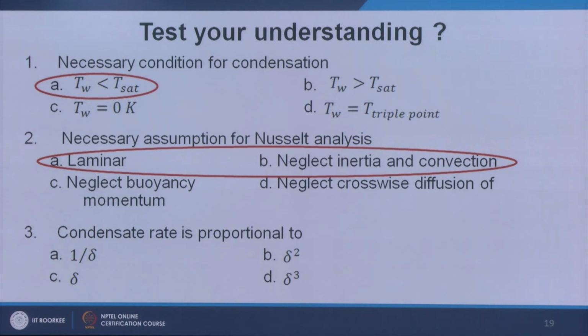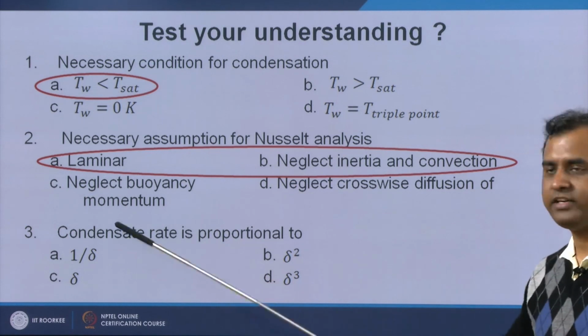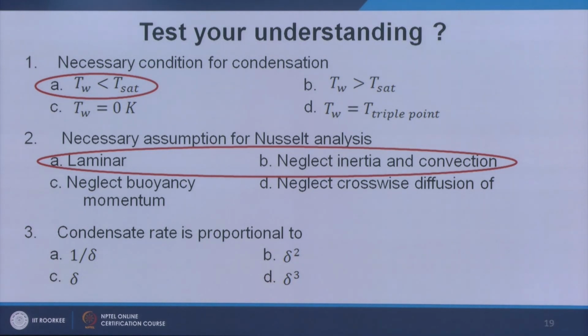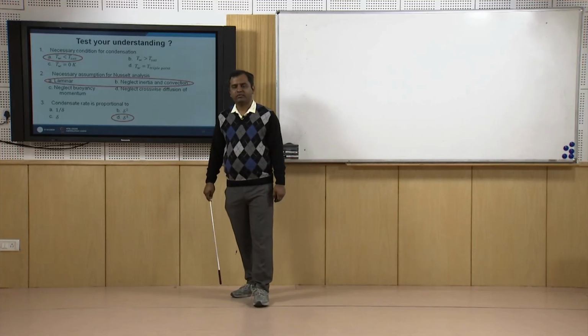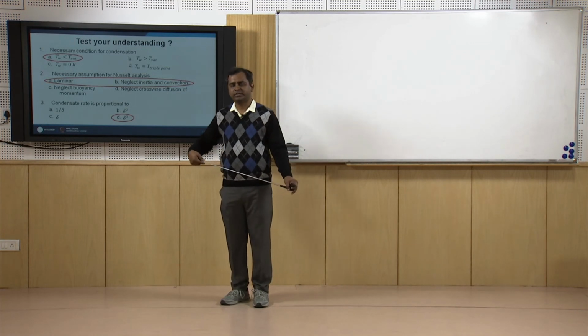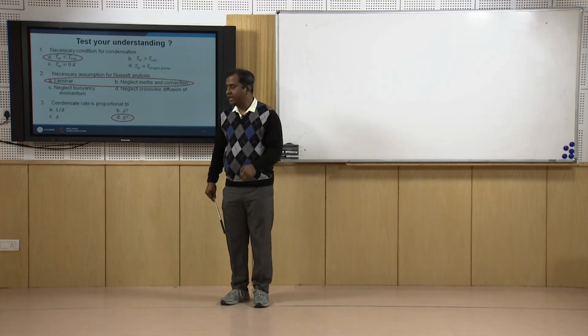Last question is, condensate rate is proportional to 1 by delta, delta square, delta, and delta cube. Condensate rate means m dot. So, m dot is proportional to this, as we have also derived. So, obviously the correct answer is delta cube. I believe all of you have got the correct answers for all these 3 questions. So, with this we will be ending this lecture.